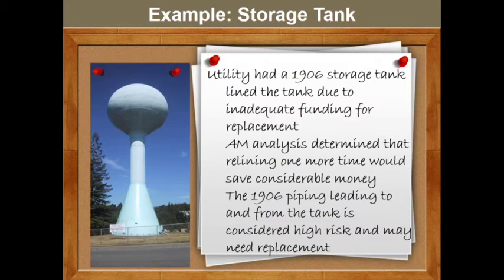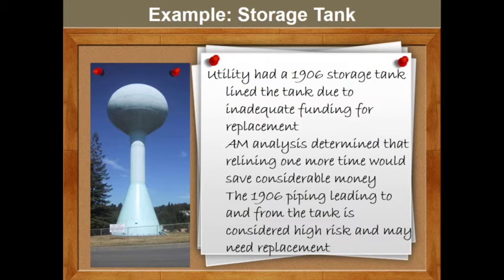And the other issue they looked at is they have 1906 piping leading to and from the tank. And they felt that that was a high risk, again going back to the criticality. To keep this tank running, they were very concerned that if this piping failed, then even if the tank is okay, they might not be able to get water in and out of the tank. So that's something that they're looking at addressing, the piping itself rather than the tank.